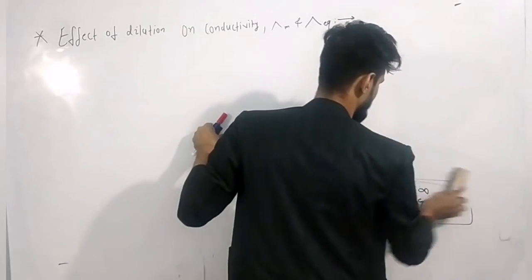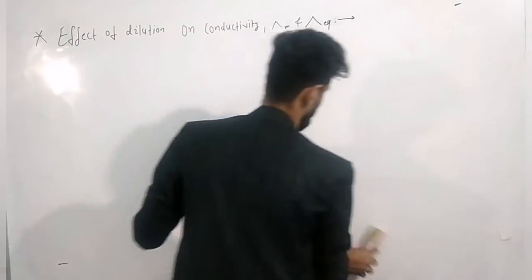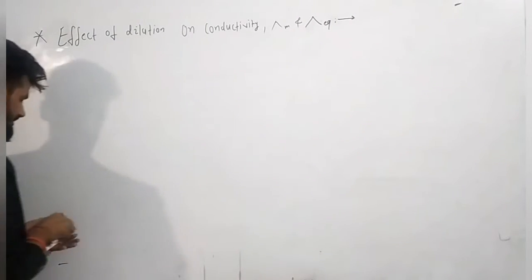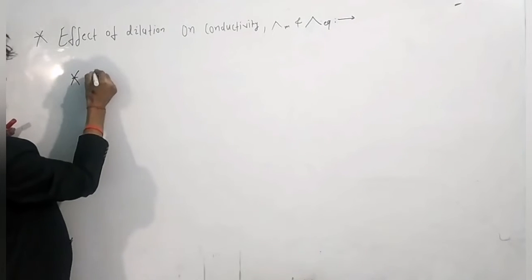That's why we got a graph of a straight line having positive slope, intercept and negative slope. So in case of weak electrolyte, I am just going to discuss about the weak electrolyte.